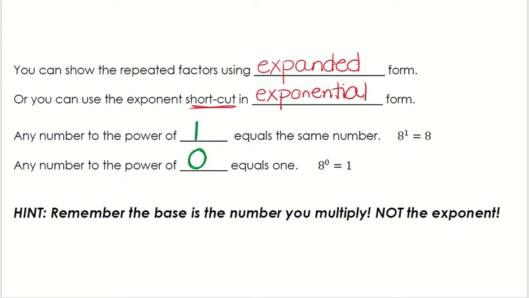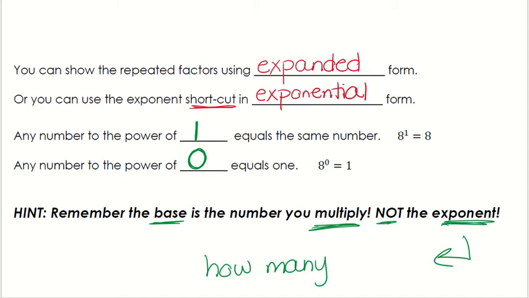So just remember that it's the base that you're multiplying, not the exponent. The exponent tells you how many times you multiply. And just a quick little tidbit, remember we want to start writing multiplication as that dot instead of the x.